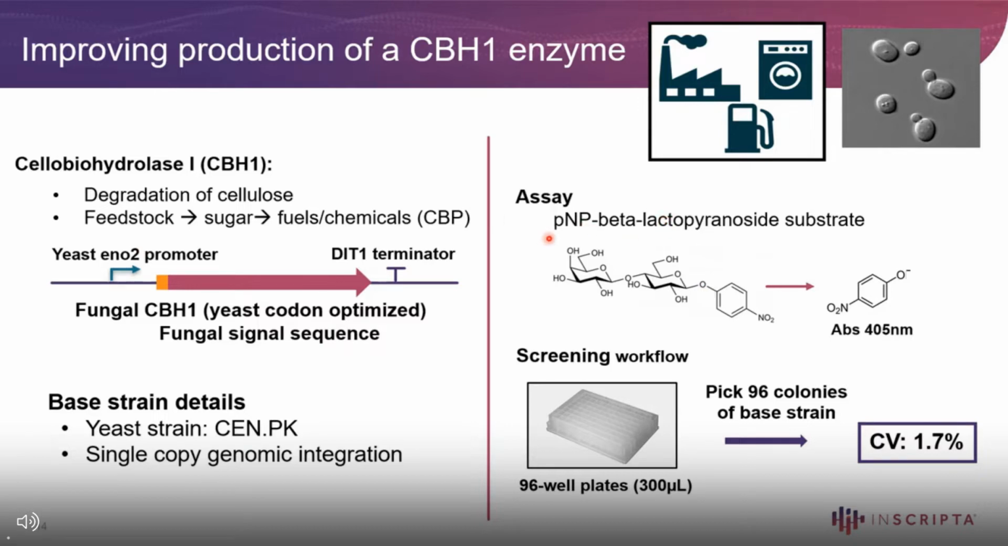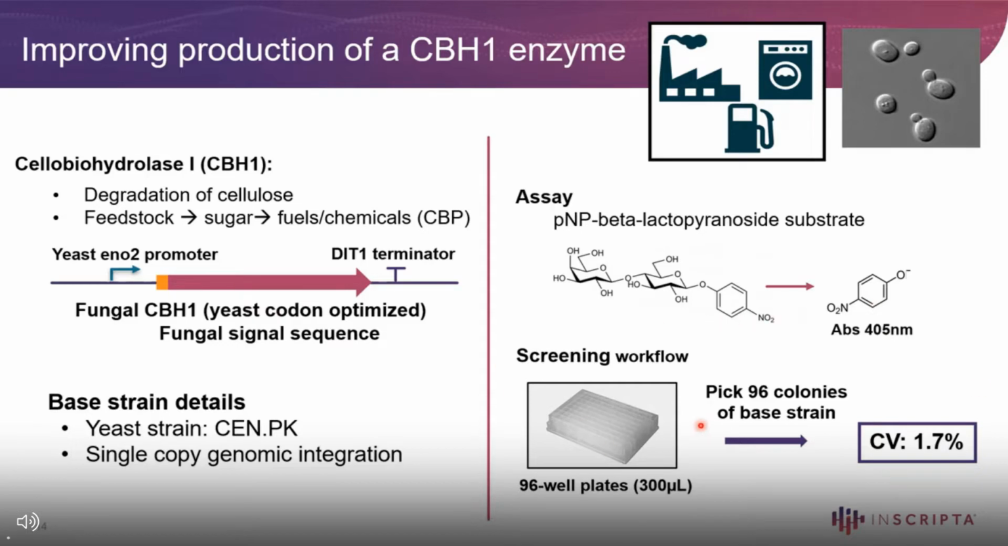The assay is pretty simple and straightforward. It uses a PNP-based substrate, PNP beta-lactoside substrate. CBH1 hydrolyzes this bond right here, releasing paranitrophenol, which has a characteristic absorbance at 405 nanometers. By using an enzymatic activity assay, we're able to quantify the amount of active CBH1 that is being produced.